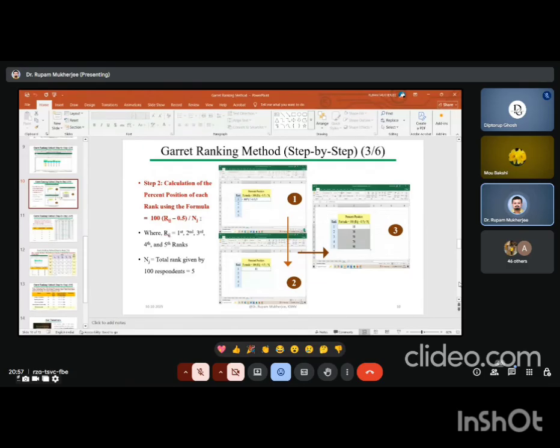If I have taken, say, 10 factors, in real life cases there will be many factors, then my Nj will be 10. And this Rij is the rank you are talking about. If you are talking about first rank, then Rij is 1. If you are talking about 7th rank, then Rij is 7. Okay. Got it?